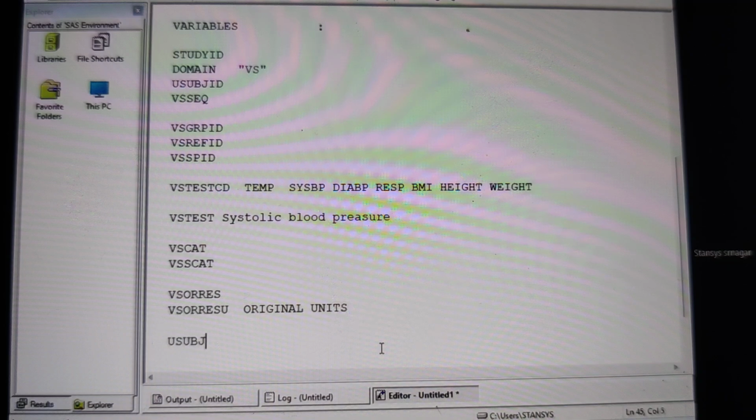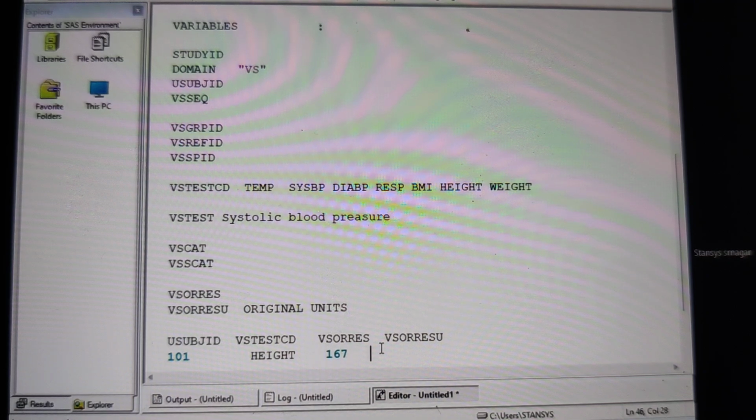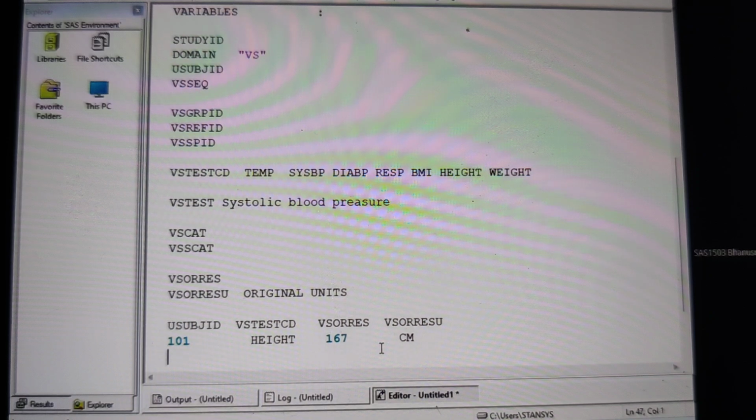Now, we have USUBJID, we have BSTEST, and then we have BSTESTCD, and we have BSORRES, and then we have BSORRESU. Subject 101. Now, it is a multi-center study. In the Hyderabad test center, they collected the height in centimeters, so it is 167 centimeters. And what is RESU? Centimeters. When they conducted the clinical trial in Delhi for subject 102, they also collected the height, but they collected the height in inches, so it was like 5 feet 10 inches.